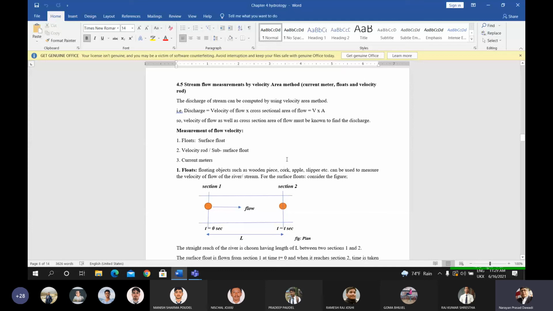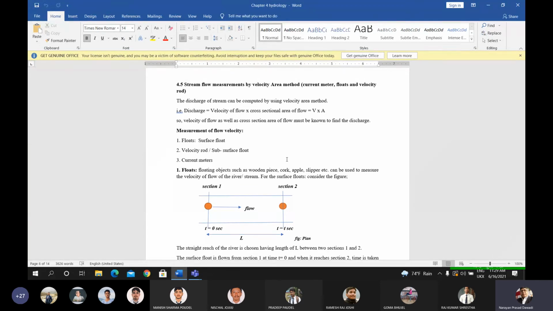How can you measure the velocity of the flow? How can you measure the discharge of the flow? This is the stream flow measurement, and the flow is measured in terms of the discharge. You can use the velocity area method. Discharge is equal to area into velocity of flow, the cross sectional area of the flow into the velocity of the flow. If you know the velocity and the area, you can find the discharge of flow.